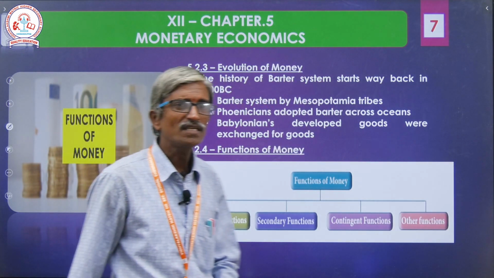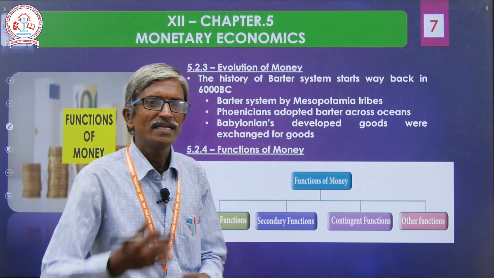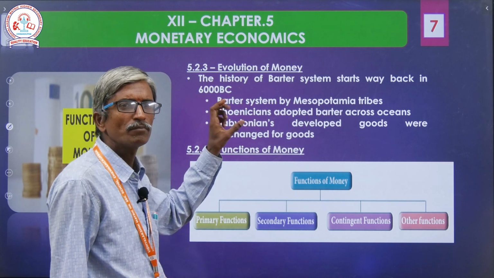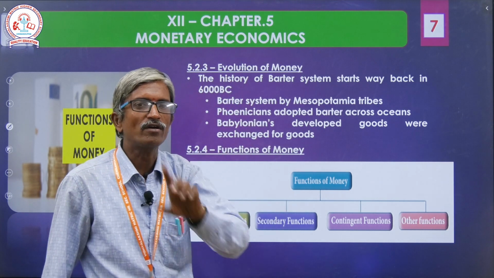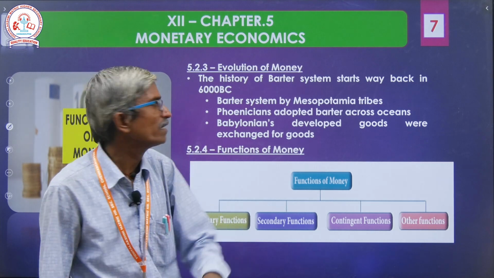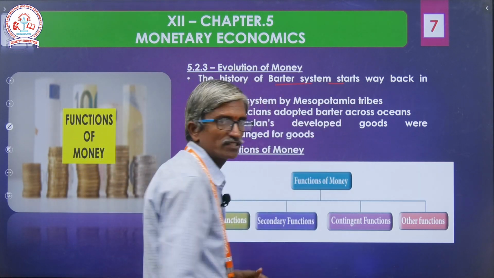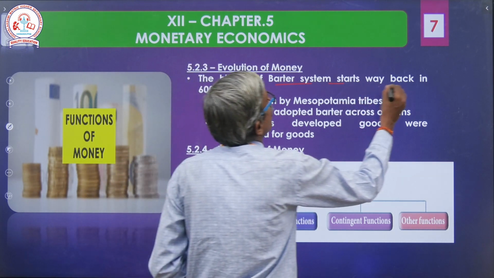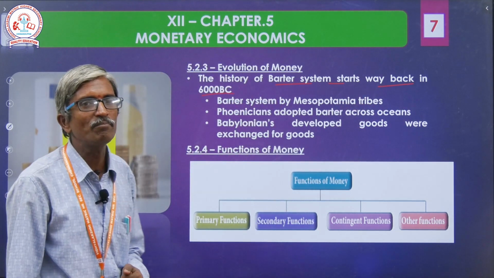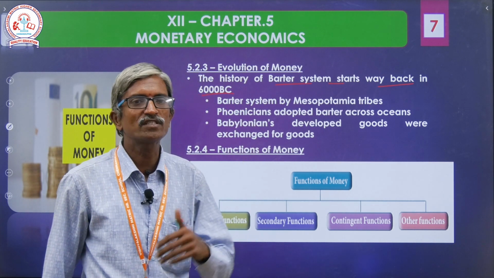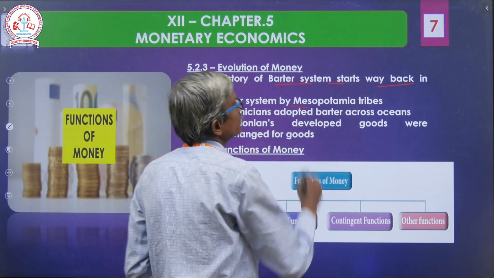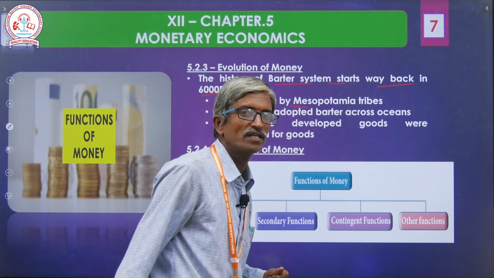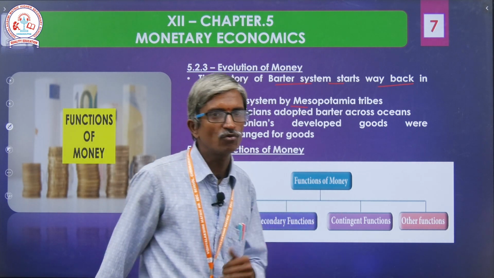Next, evolution of money, how it got started. It has a long-lasting history. For easy understanding, I gave some very direct points. It will be asked in 1 mark, so we have to go through it very clearly. The history of the barter system: you know barter means exchange of goods. The barter system started way back in 6000 BC, more than 6000 years ago. It was first introduced by Mesopotamian tribes from the African continent. You know Mesopotamia, a land between 2 rivers.